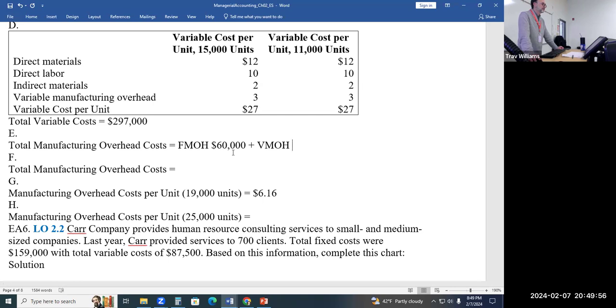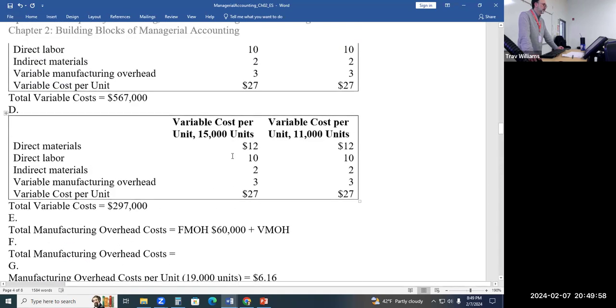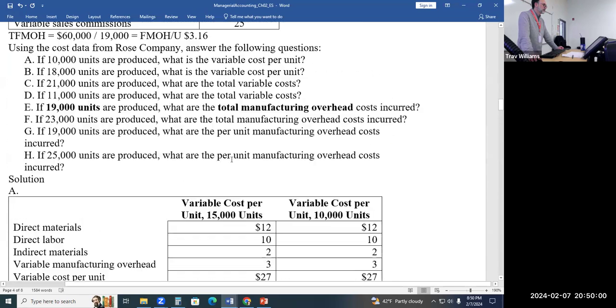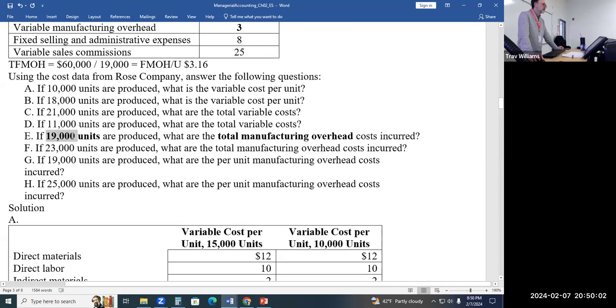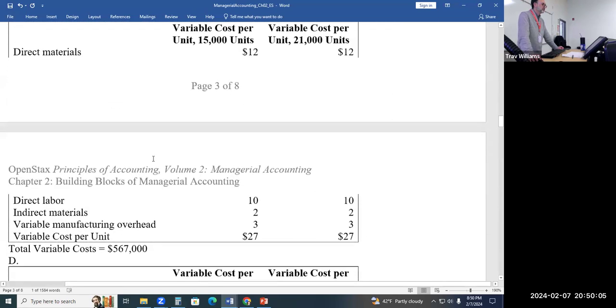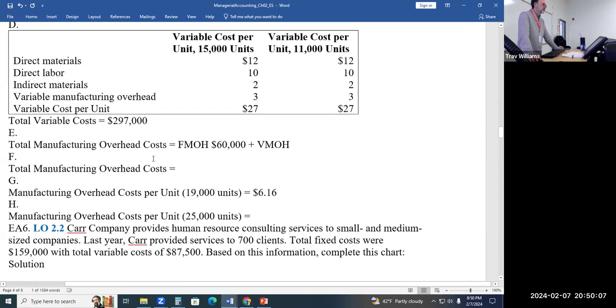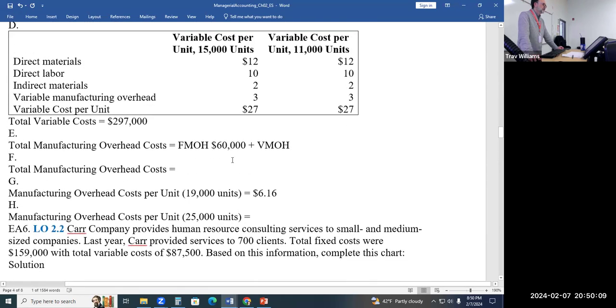Isn't this one for 23? E? E is 19,000. Oh, what's that? Okay, never mind. Sorry, I'm on the wrong one. No, that's okay. Because I skipped around. So what would be the variable manufacturing overhead for 19,000 units?